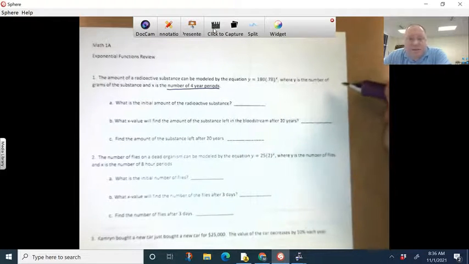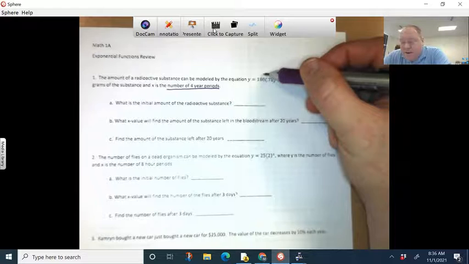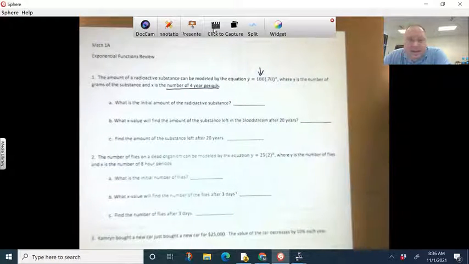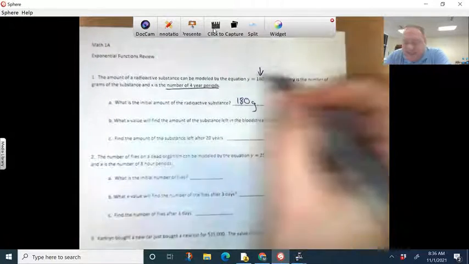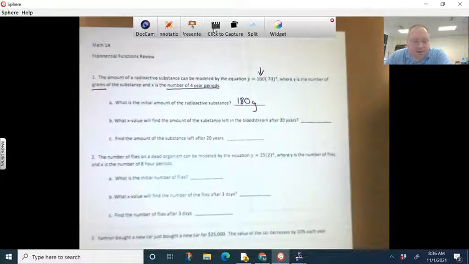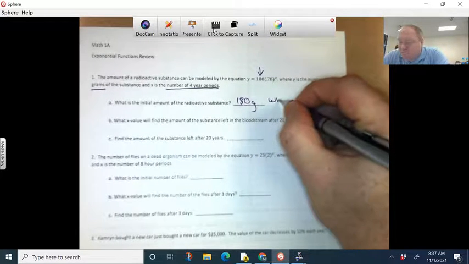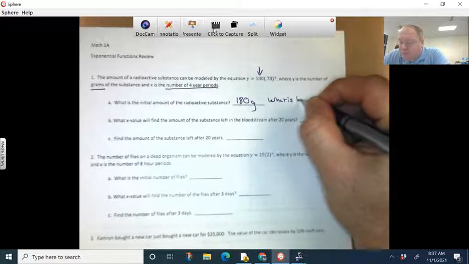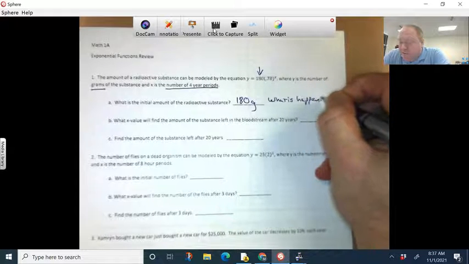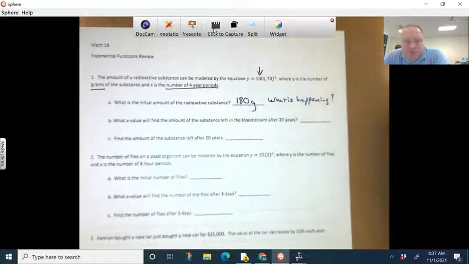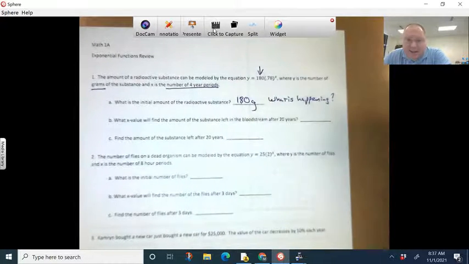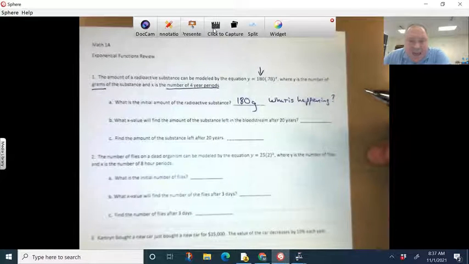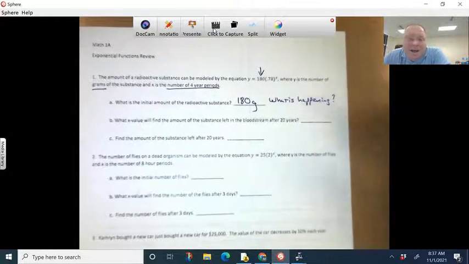So the initial amount of the substance is the amount that's in front. In this case, that's the 180. And it's 180 grams, because they say it's in grams. Now, what I want to know is what's happening. Is this growth or decay? And how much? Well, that's 0.78. That's less than 1. So that means it's decay. But then I want to know by how much.